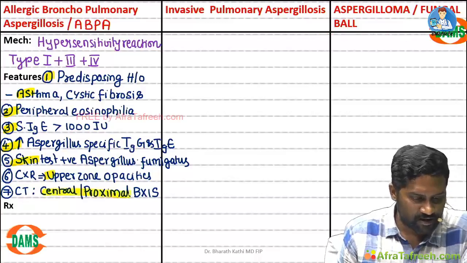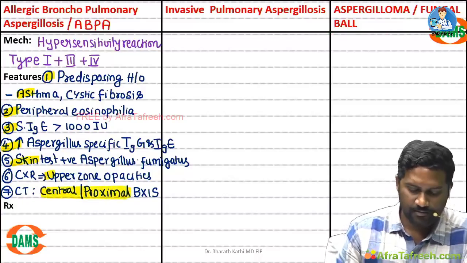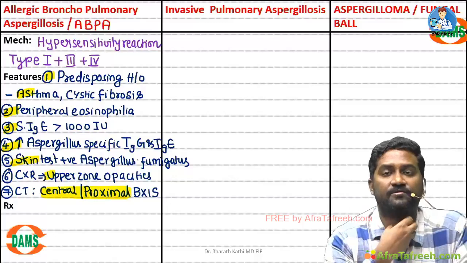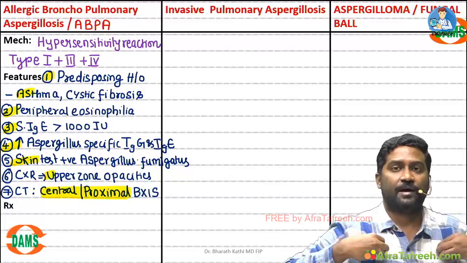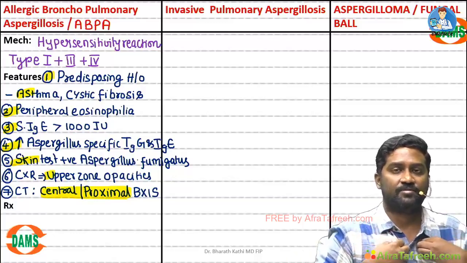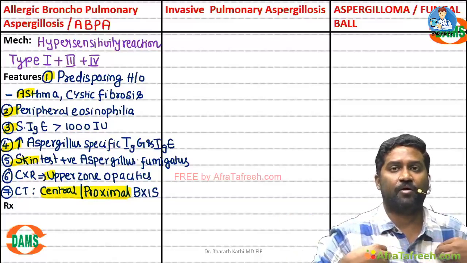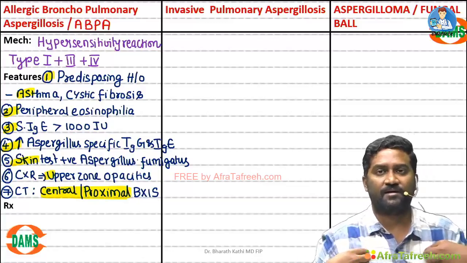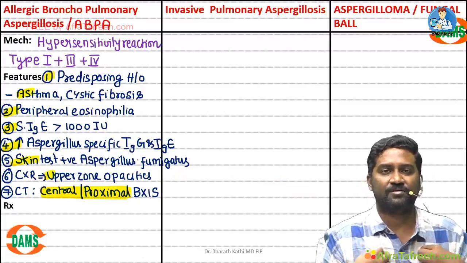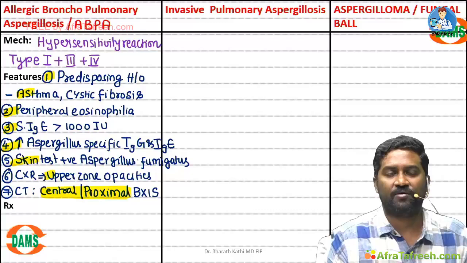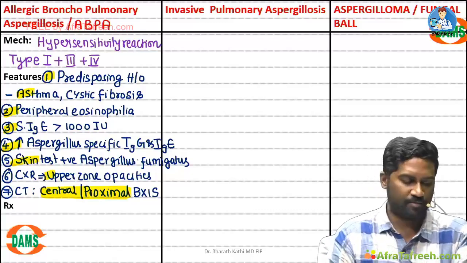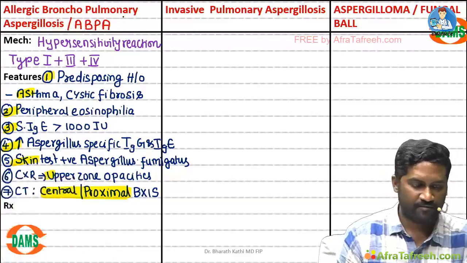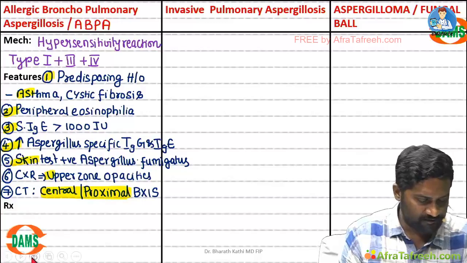Now what is this central or proximal bronchiectasis? In your body, what is considered the large central airway? Your trachea. If bronchiectasis is happening in bronchi very near the trachea, it is called central or proximal bronchiectasis. So in ABPA, where is bronchiectasis happening? In bronchi nearer to the trachea. This phenomenon is called central or proximal bronchiectasis. Now coming to the drug of choice. The drug of choice for ABPA will be steroid.